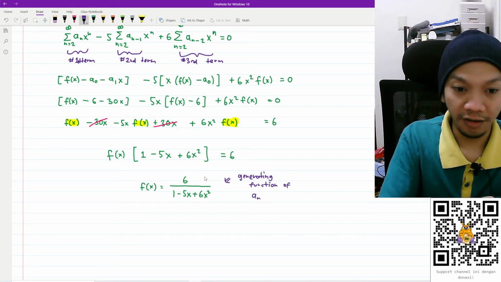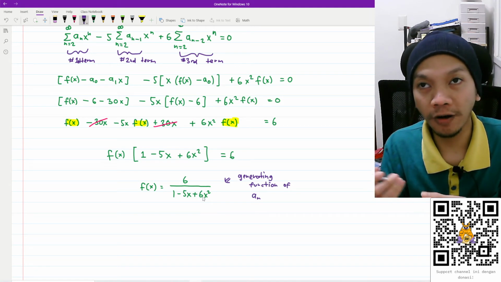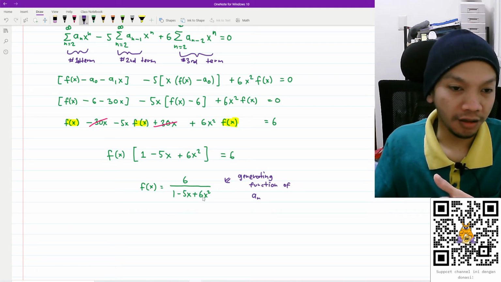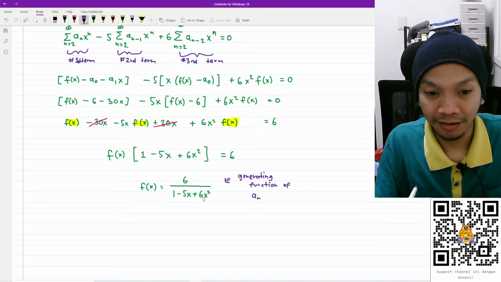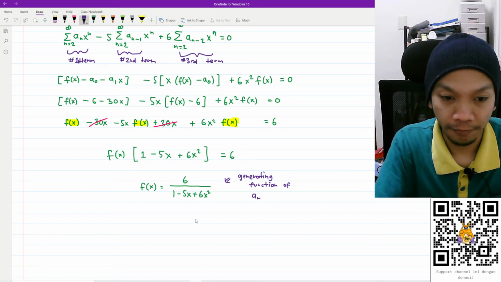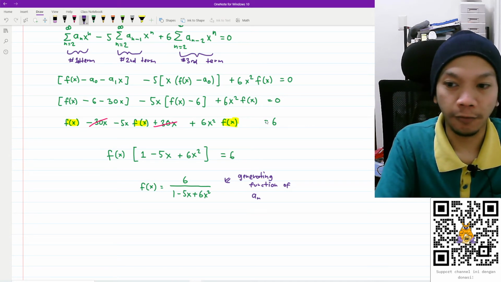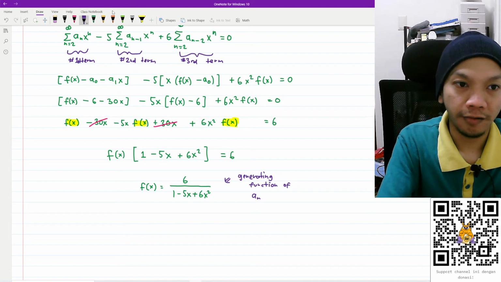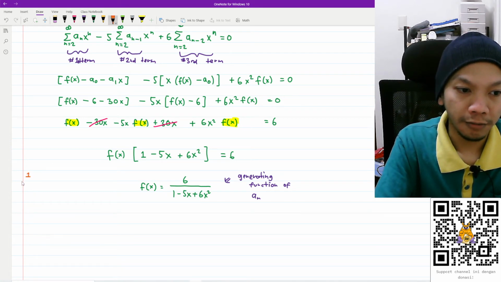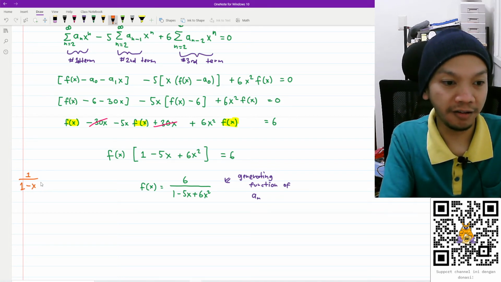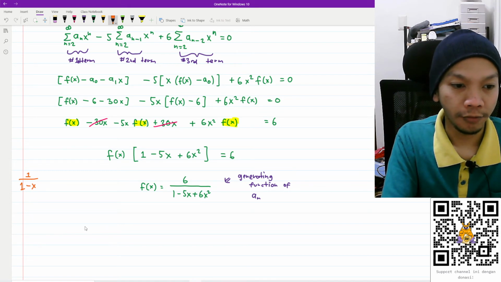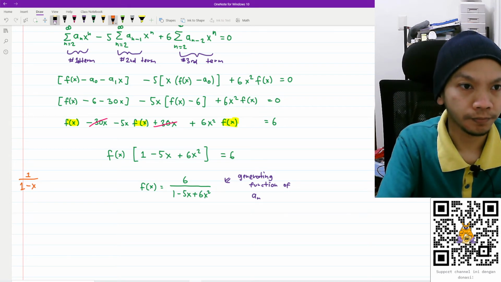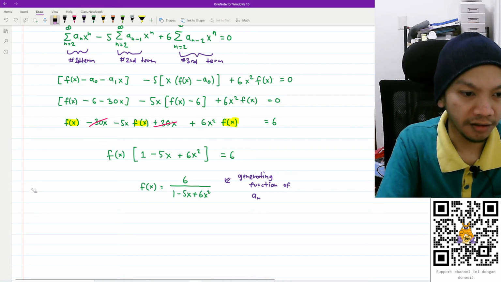However, it is in this form, and we need to find the polynomial form, so we can get the coefficient and we can extract the sequence from the coefficient. Okay, remember that the standard form will be this one, right? 1 over 1 minus x, because this is a geometric series with ratio of x. And if we can get this form, we can get the series form. And how to make that in that form?